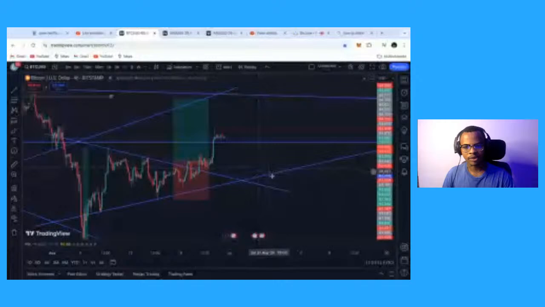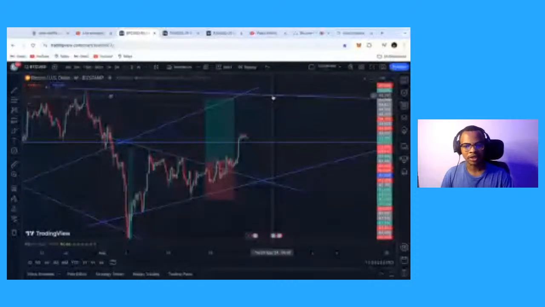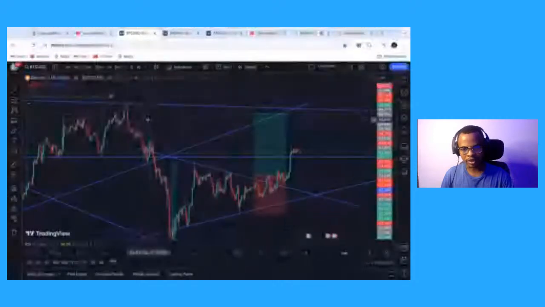When it gets to this point, we are likely to take a short, but we're not going to take it immediately. We have to wait for it to give us an entry, to show that it's going to short. For example, now, when it gets to this point, as you can see, it gives us a selling pressure. We took a short. This is a sell, this was a trade here.